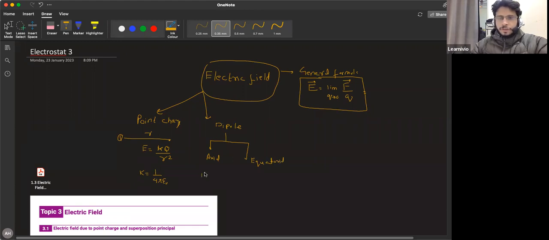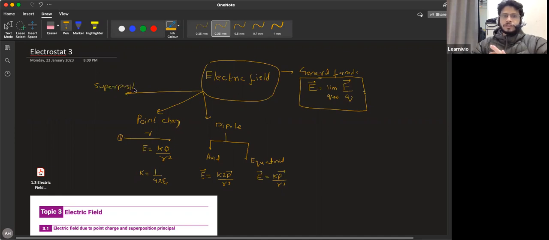On the axial line, the expression of the field is k2p divided by r cube. On the equatorial line, the field is kp by r cube. So this is about the electric field expressions that one should know: point charge, dipole, and yes, the superposition principle also.